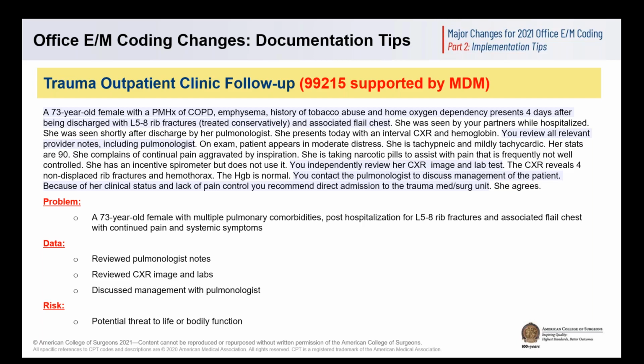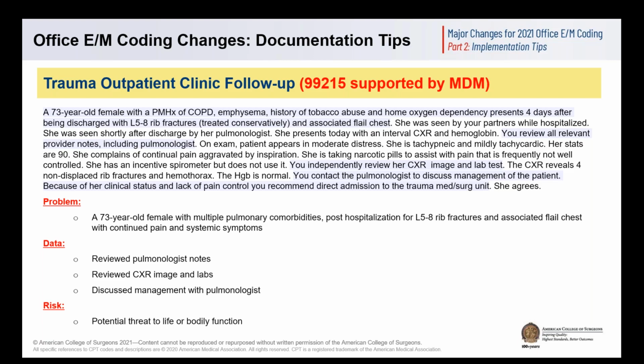You call her pulmonologist to discuss the management of the patient. Because of her clinical status and the lack of adequate pain control, you discuss with the patient your recommendations of readmission to the trauma med surg unit, and she agrees. So again, we have a problem, data, and risk. The problem is a 73-year-old female with multiple pulmonary comorbidities and a flail chest with systemic symptoms. The data are the notes, the x-ray and labs, and the discussion with the pulmonologist, and the risk is potential threat to life or bodily function.